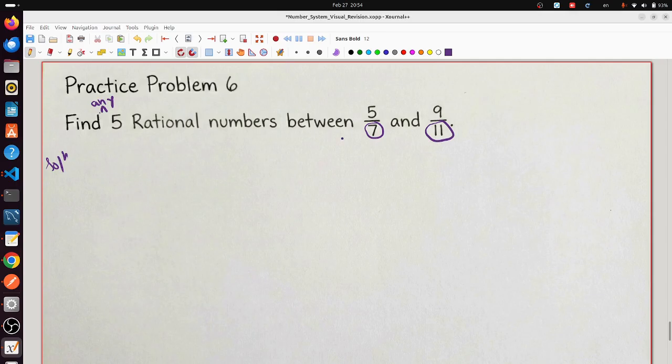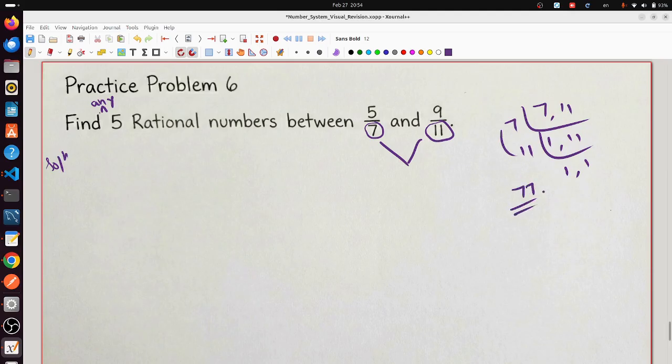So we have to equalize the denominator first. Very important. What is the LCM of 7 and 11? We all know that 7 into 11 is 77. LCM is 77, right? LCM of 7 and 11 is 77.